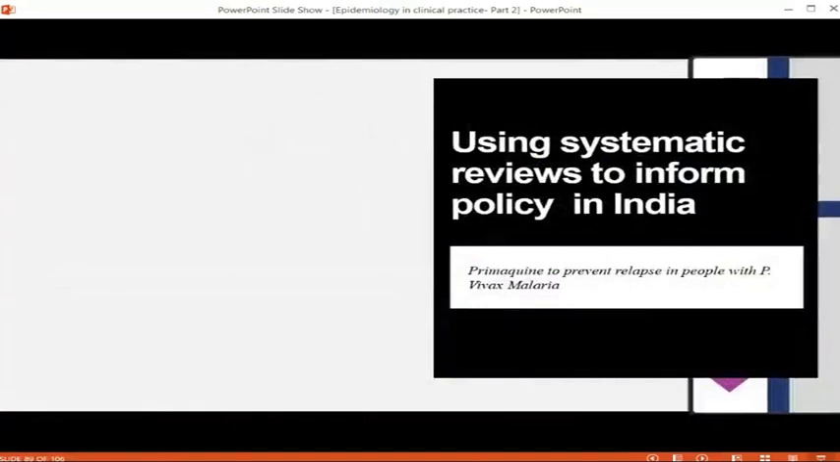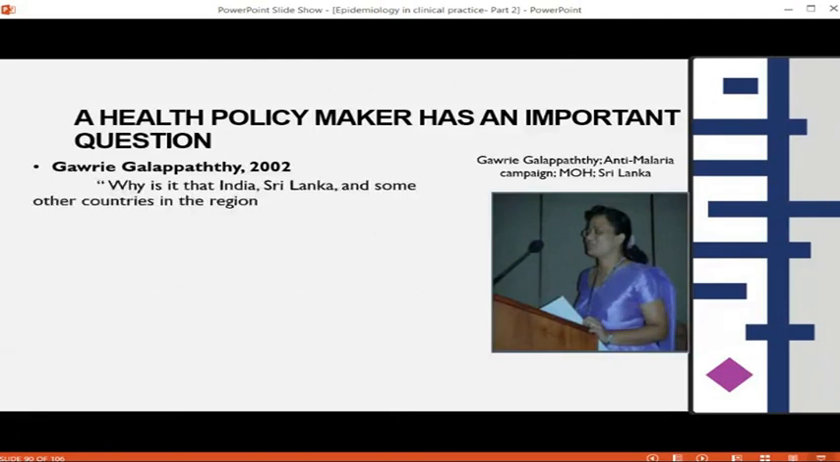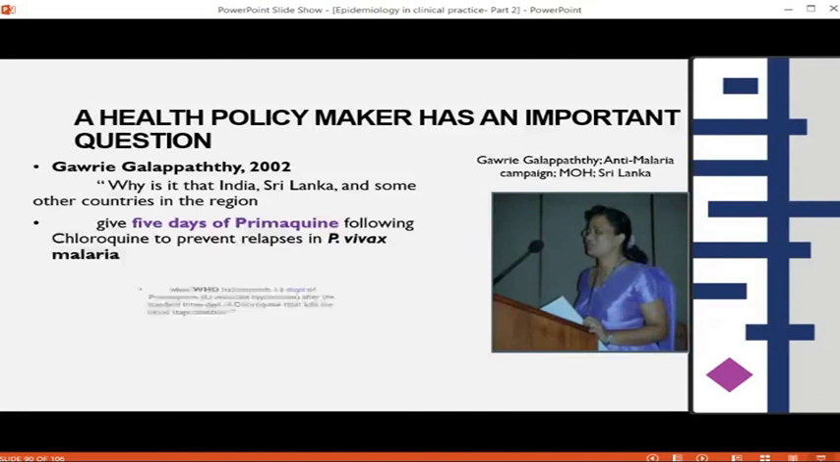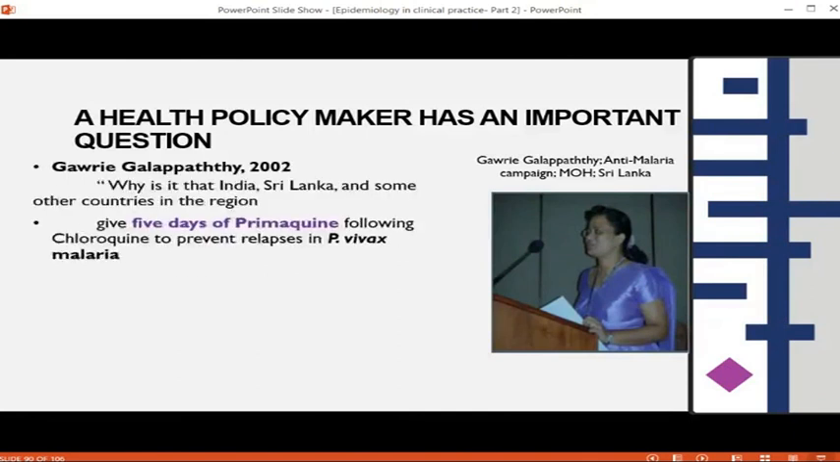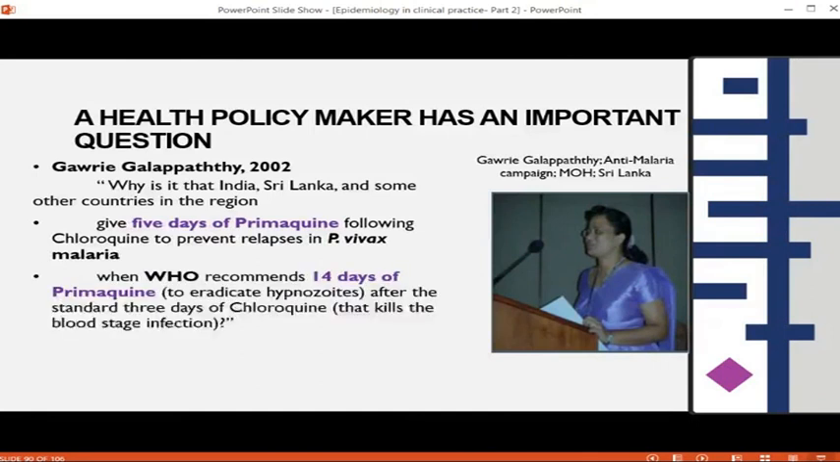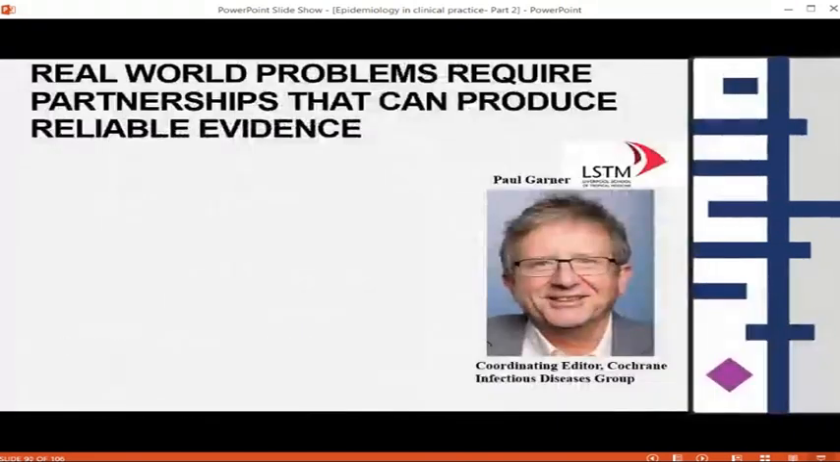Okay, so I'd like to give you a real world example of how this works. This is from India. There was this girl called Gauri Kalapati who in 2002 asked this question: why is it that in India, Sri Lanka and in Pakistan, when you want to treat vivax malaria and prevent relapses, we use 5 days of primaquine, whereas WHO says you should use 14 days of primaquine to eradicate the hypnozoites after you use chloroquine to kill the blood forms.